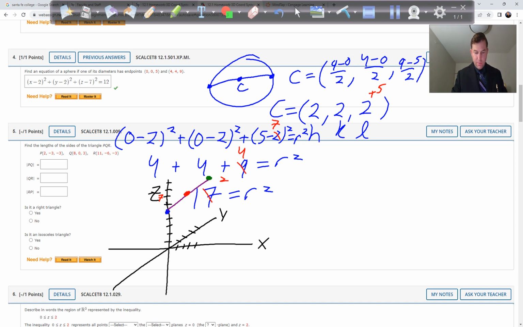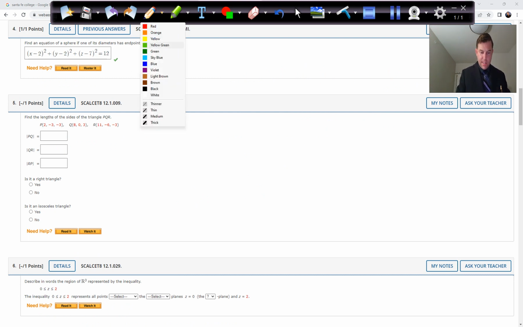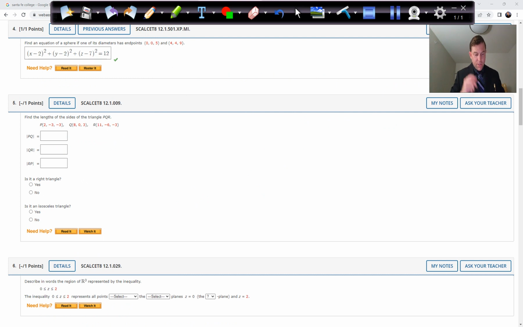Okay, let's look at problem 5. For problem 5, I could try to draw this in 3 dimensions, but it's not easy to do. So instead, we're just going to use distance. We're actually going to use the Pythagorean theorem in 3 dimensions. It says find the lengths of the sides of the triangle PQR. So to find the distance PQ, it's just the square root of the differences of these components squared.